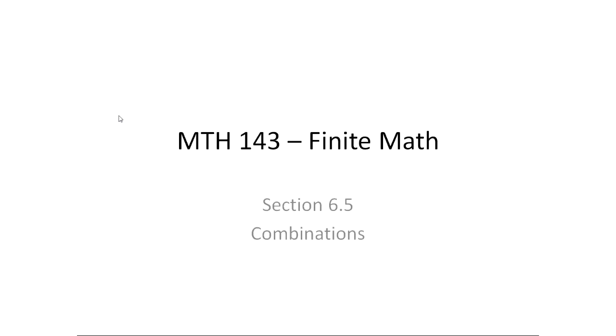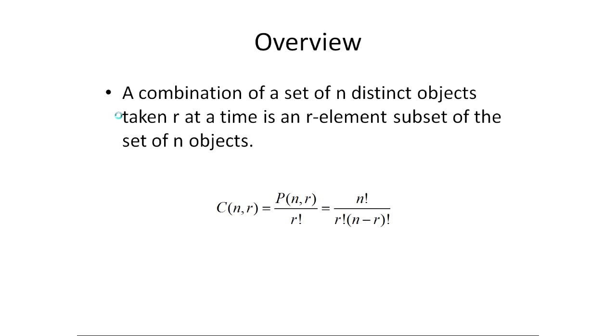So the question is, what if order doesn't matter? What do I use to count? That situation is where we talk about combinations, and that's section 6.5. Remember permutations and arrangements; a combination is essentially a subset.